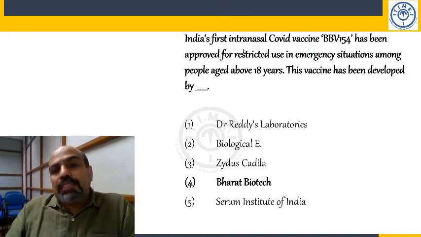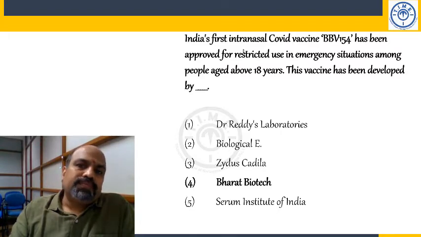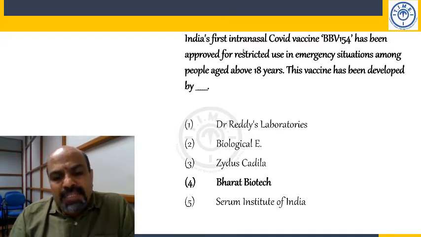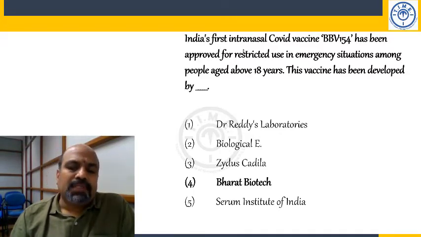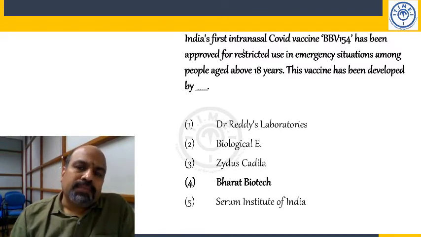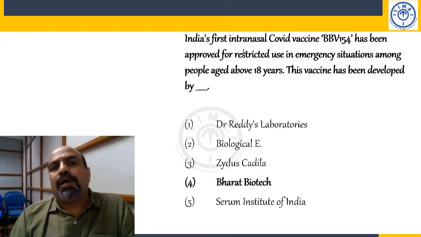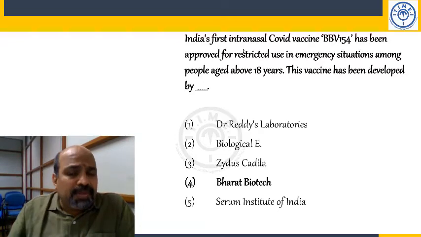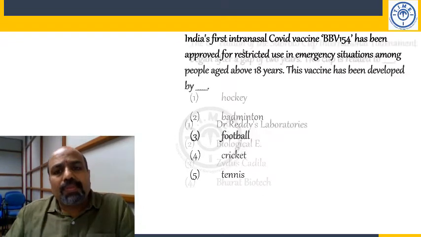Choice E, Serum Institute of India. Serum Institute of India is headed by Adar Poonawalla, ADAR, Poonawalla, POONAWALLA. This company is the world's biggest maker of vaccines.